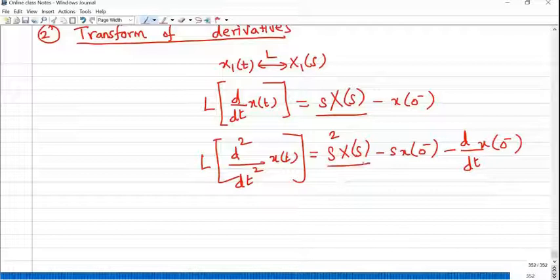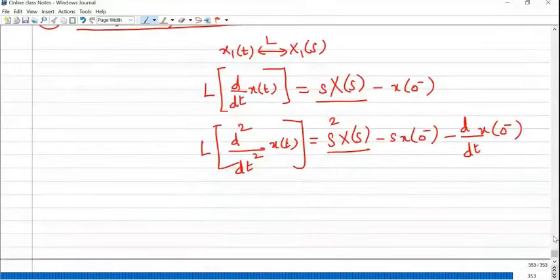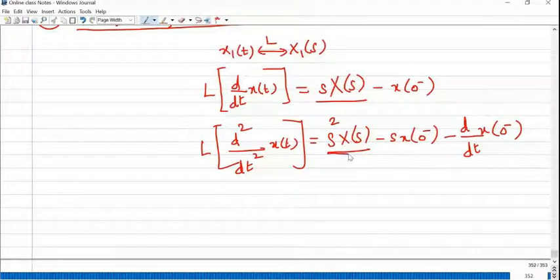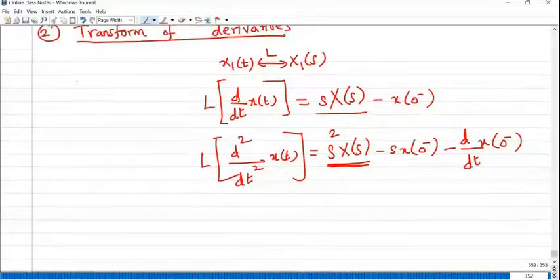If initial values are 0, in most of the problems they will give or assume the initial values are 0. So remember this formula, s x of s and s square x of s. I mentioned only two orders. Similarly, if it is third or fourth order, then you have to concentrate on this particular term by assuming initial conditions are 0. Maximum order you will get is 1 or 2 only for BTech level, so don't worry. So this is the differentiation property, or transform of derivative.